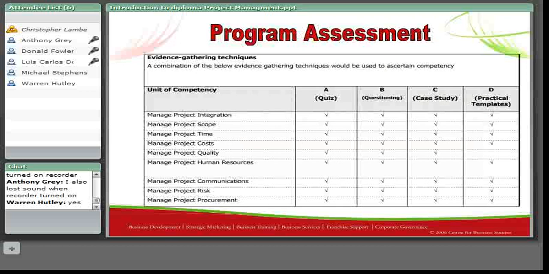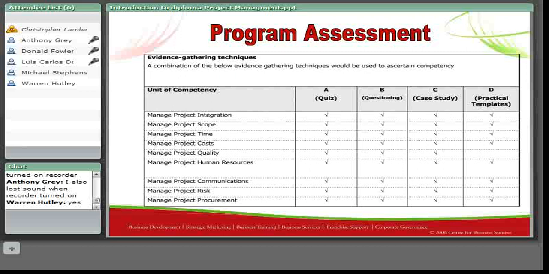Let's just have a look at the evidence gathering and how we're going to do it. This is more from the learning and assessment ones, the RPL. I'll demonstrate to you in the second part of this meeting this evening, on the learning management system. But if you were going to do the learning part of it, you will still be gathering evidence. And a combination of the following gathering techniques is what we're going to be using to ascertain your competency.